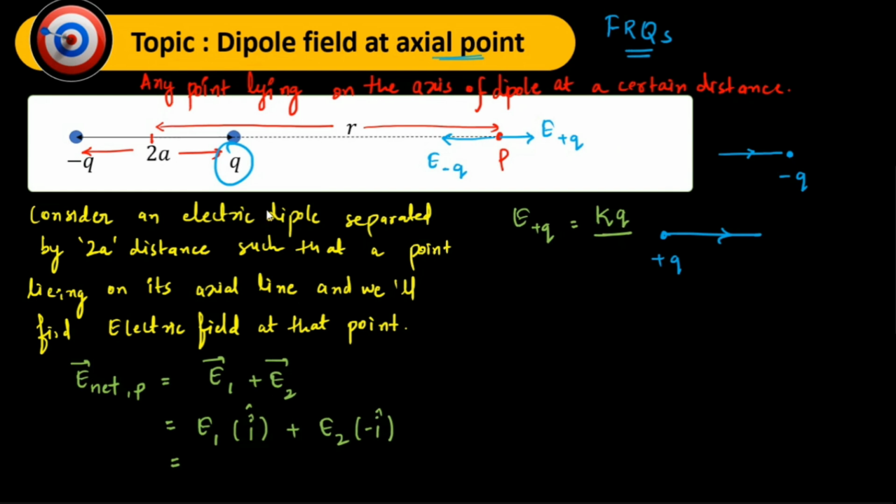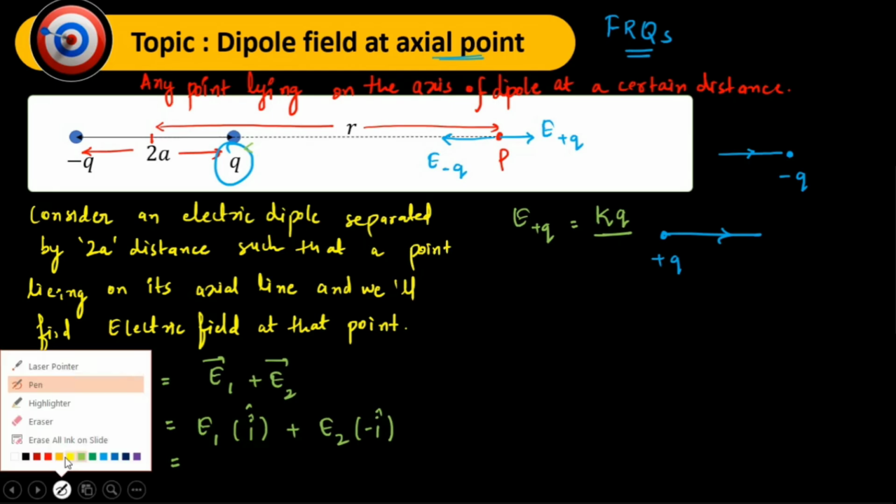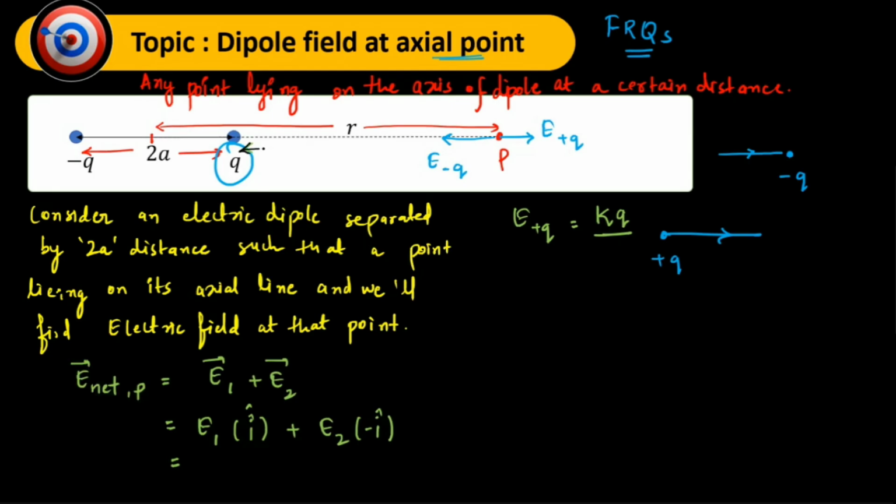What is the distance between this point P and the positive Q charge? Try to answer it in terms of R and A. Just look at the diagram carefully and try to answer it. What is this distance going to be? R plus A.